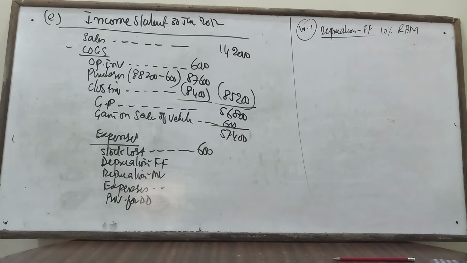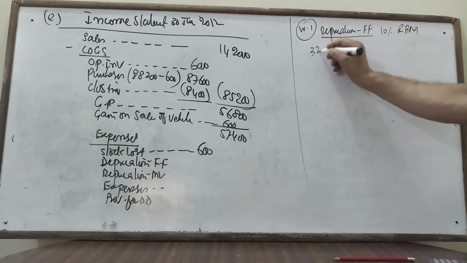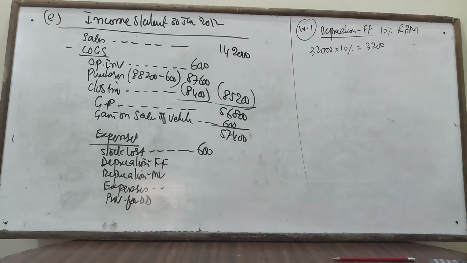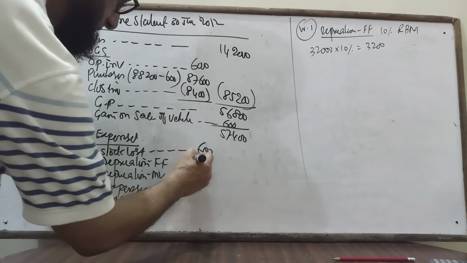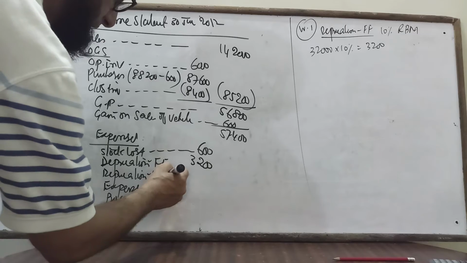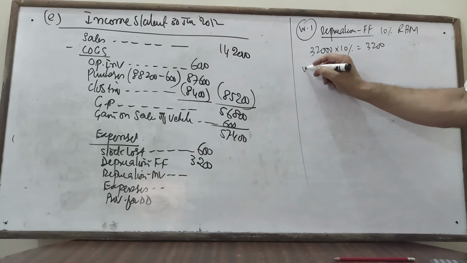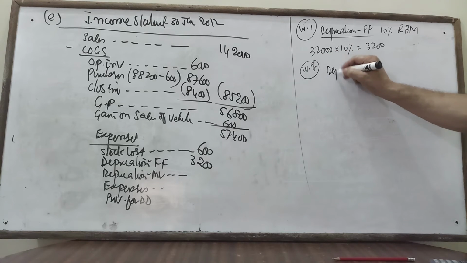So when you calculate the depreciation on fixtures and fittings, you can see the cost of fixtures and fittings. Book value of fixtures and fittings is 32,000. Okay, so 32,000 multiplied by 10% is 3,200. So 3,200 is the depreciation of fixtures and fittings. Fixtures and fittings 3,200, and now the depreciation of motor vehicle, working number 2.